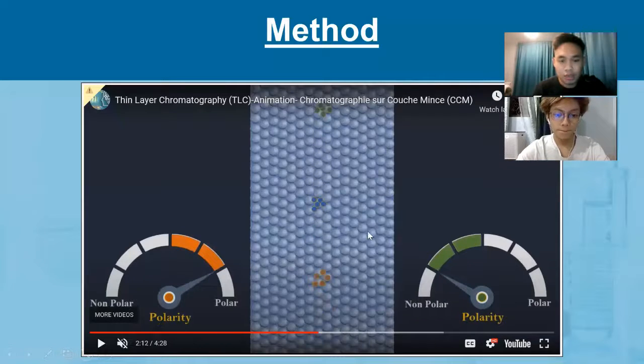Okay, we saw in the previous video that the mobile phase is non-polar, right? So when a compound travels, the non-polar compound will travel further on the TLC plate. As you can see here, this compound is more polar.